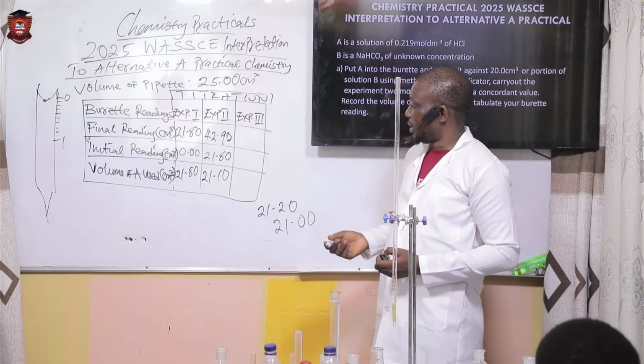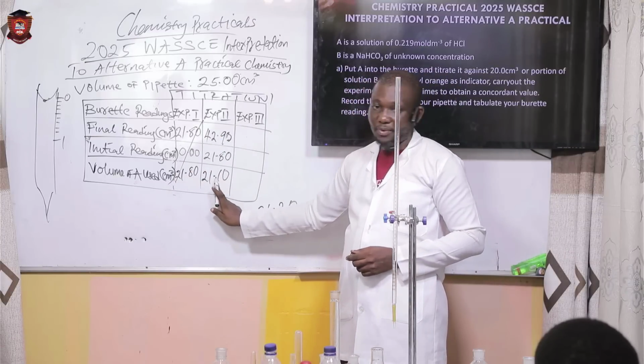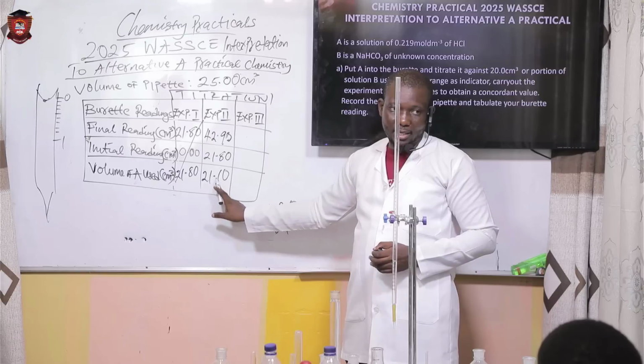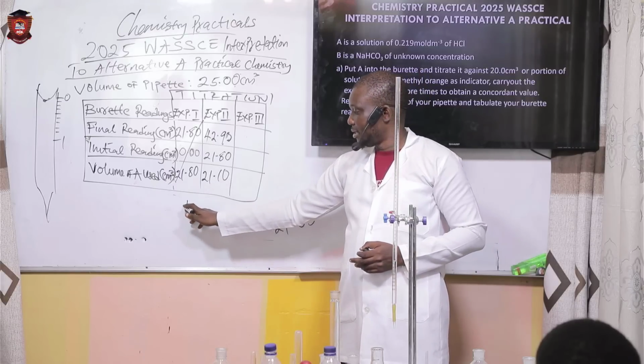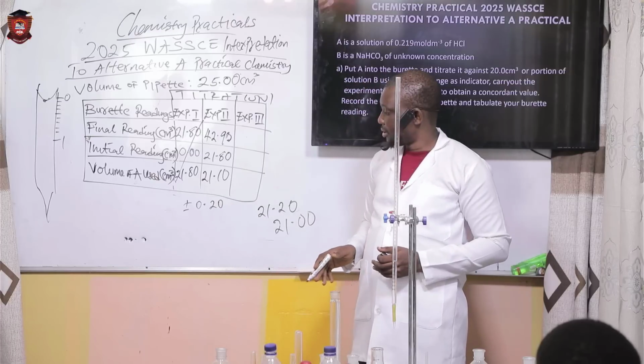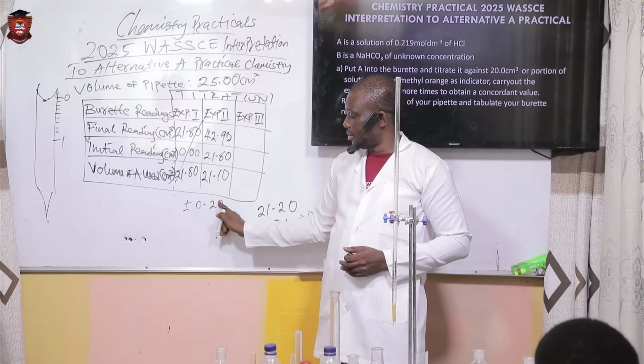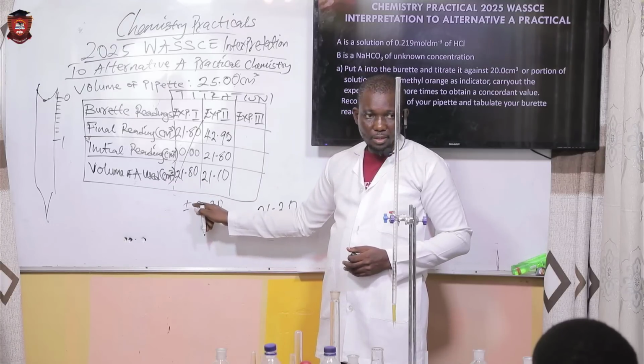Okay. What WAEC is checking, I think we cannot use this. You see, it varies highly. What WAEC is looking at is plus or minus 0.20. What this simply means is that if you subtract this from this, the range is not going to be within this. I don't think it's within this.